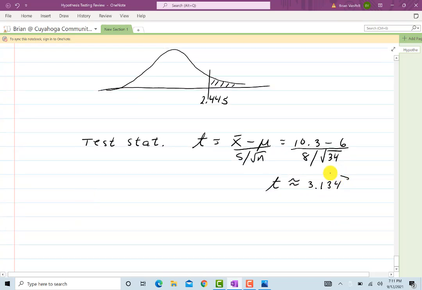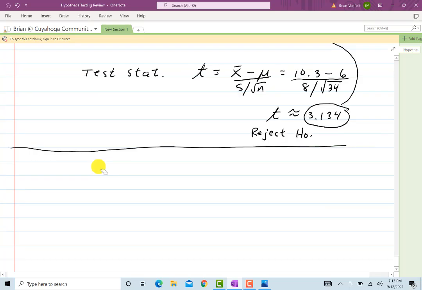So if we look, 3.134 is most definitely in the rejection region. So from this, we reject H sub 0. All right, so let's redo the previous example.